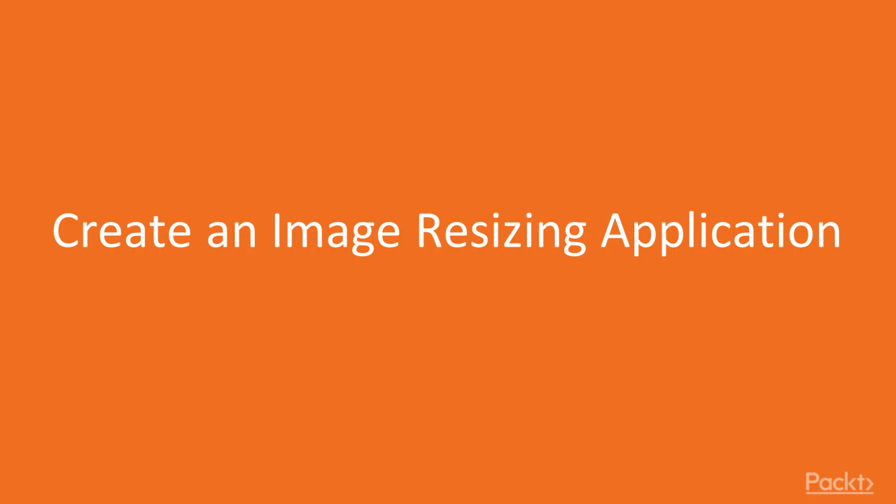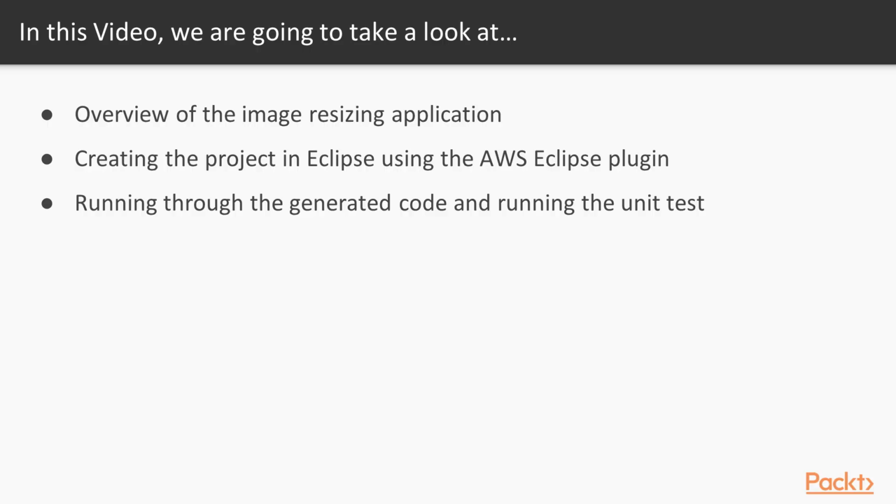Welcome to this video where we'll be creating the AWS Lambda project that will resize images from S3 uploads. In this video, we will provide an overview of the image resizing application and how it works. We'll then walk through creating the application using Eclipse and the AWS plugin, and then we'll run through the generated code, explain a little bit about what it's doing, and run the unit test.